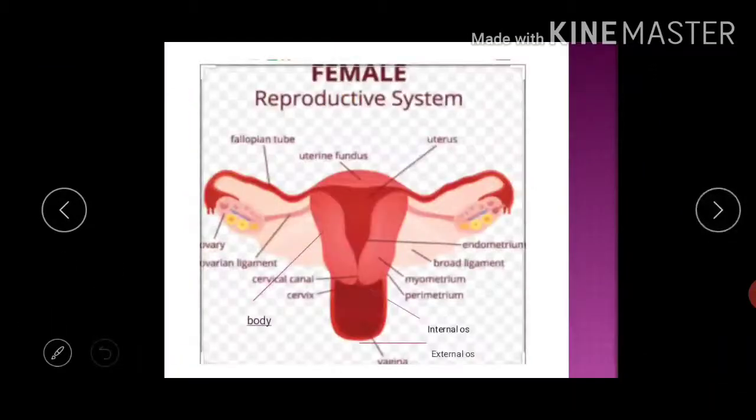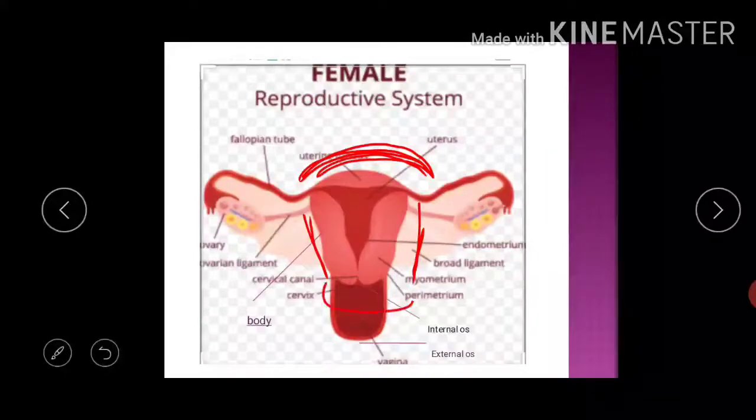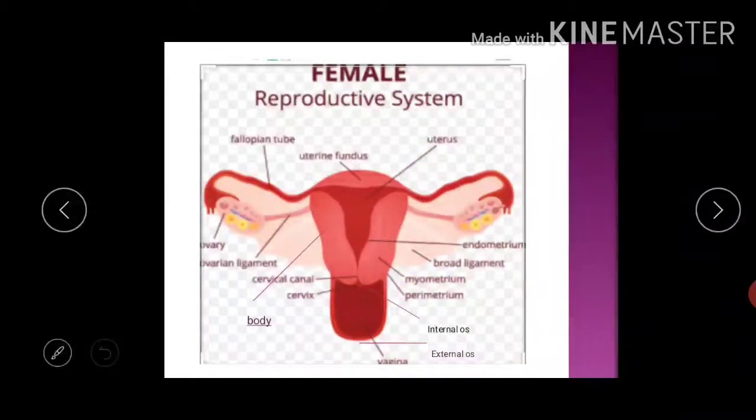Now let's see the parts of this uterus. The first part is the fundus. Then the body, and then the cervix. So these are the parts of the uterus. Now the first one, the fundus, is the upper dome-shaped part. Normally implantation of the embryo occurs in this fundus region.